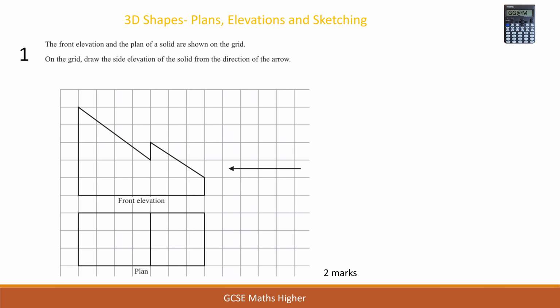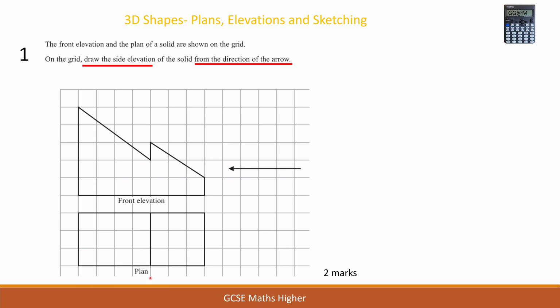So our keywords in this question are that you've got to draw the side elevation. That means what you are looking at when you draw from the side, and you are drawing from the direction of this arrow. So here's the arrow here. If you looked at the side of this object here, so front, this is what it looks like from the front. If you looked at it from the side, what will you see?